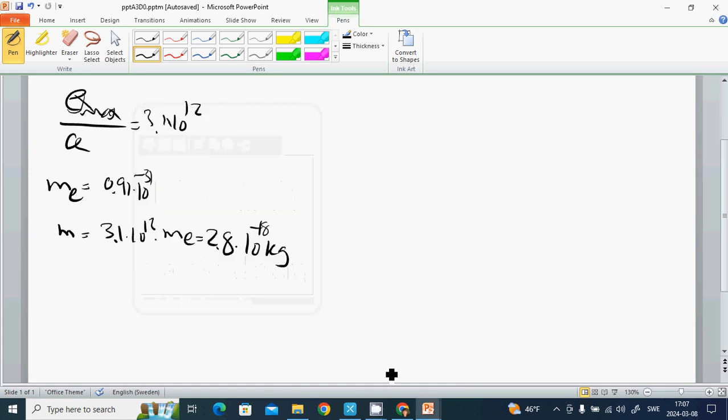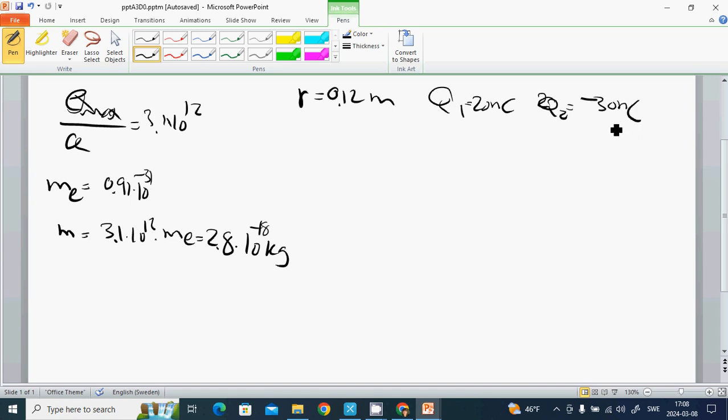Okay, we continue with Coulomb's law. It is when we have two small metallic items with distance R of 1 meter, and Q1 has 20 nanocoulomb, and Q2 has minus 30 nanocoulomb. And what is the F?